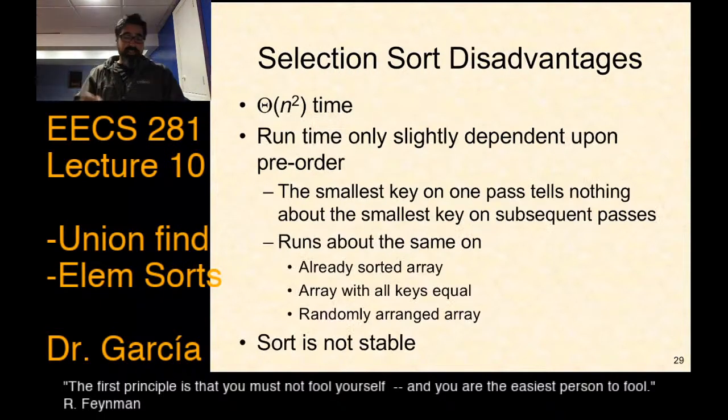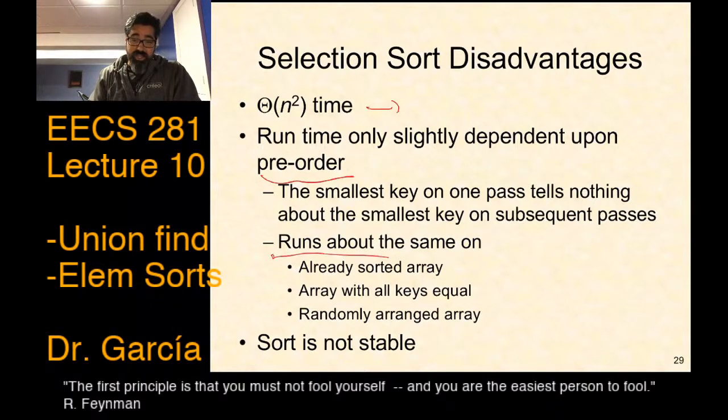So some of the disadvantages are that it is basically O of n squared. In fact, it is theta n squared, right? It means if you look at the loop, it's a tight bound on n squared. Runtime really only slightly changes if the input is pre-ordered, but it does, right? And that's better than bubble sort for sure. It runs about the same if it's already a sorted array, an array with all keys equal, or a randomly arranged array.